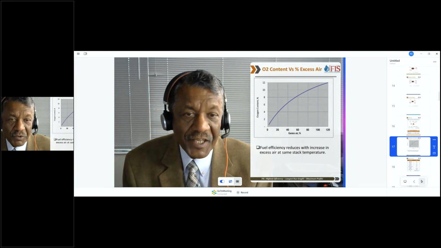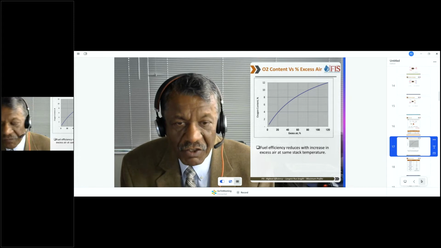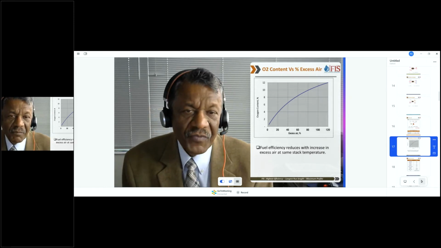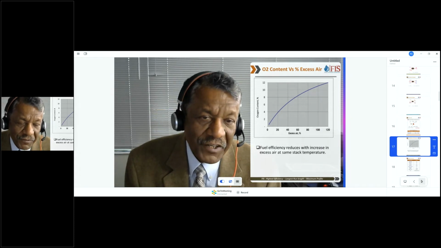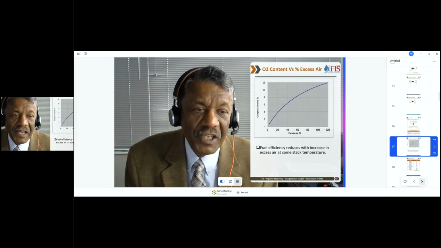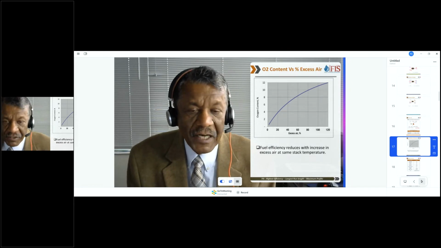So the first step you can do, even though this is not what we want to talk about today, we are talking about design, but if you're monitoring any fired heaters, try to reduce the excess O2. It will help you get higher efficiency.